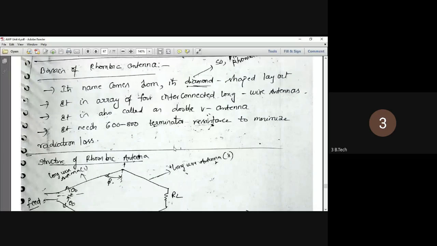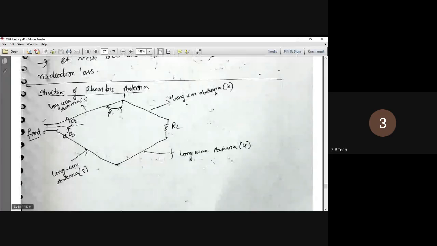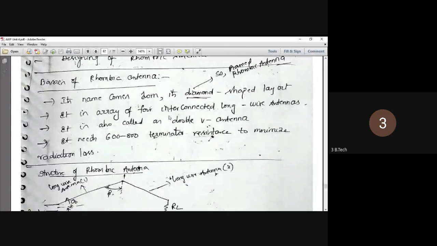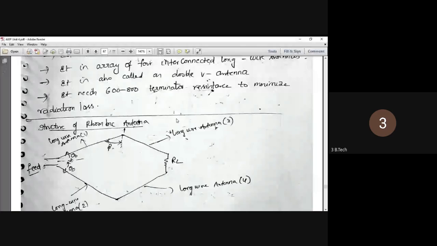While we are going for the rhombic antenna, its name comes from its diamond-shaped layout. So it is named the rhombic antenna. Here you can see it is like a diamond cut. It is an array of 4 interconnected longer antennas. Earlier we used 2 antennas, that is longer antenna 1 and longer antenna 2, but here it is an array of 4 interconnected longer antennas. It is also called the double V antenna.